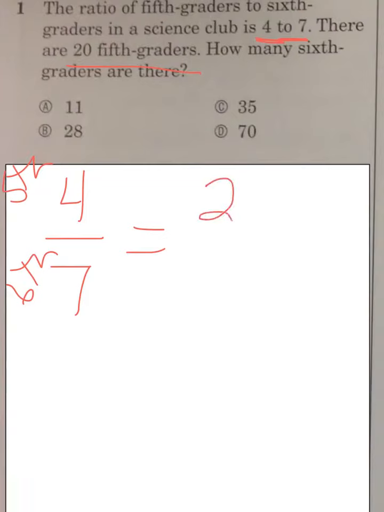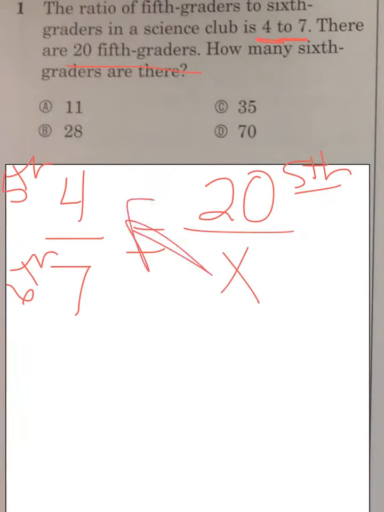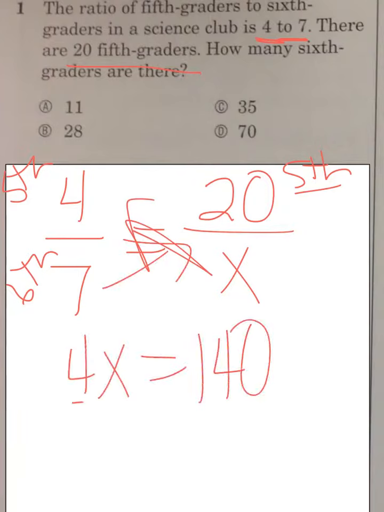First, find what you know. You have 4 to 7 as 5th graders to 6th graders. The next number you know is 20 5th graders. So this ratio will be equal to a ratio with 20 on the top because 5th grade should stay on the top. And then we want to find what 6th grade is. When you cross multiply, you get 4x equals 7 times 20, which is 140. You divide both sides by 4, and you will get that the number of 6th graders is 35, or C.